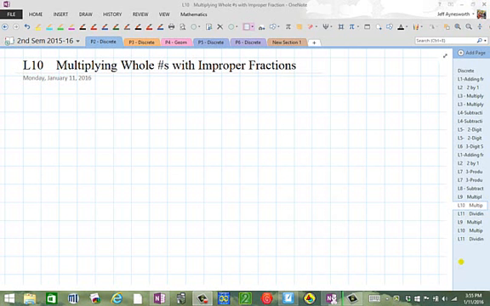Hey everybody, this is Mr. Ainsworth, and we're going to get into our 10th lesson and just quickly cover how to multiply whole numbers and improper fractions or even proper fractions the easy way.